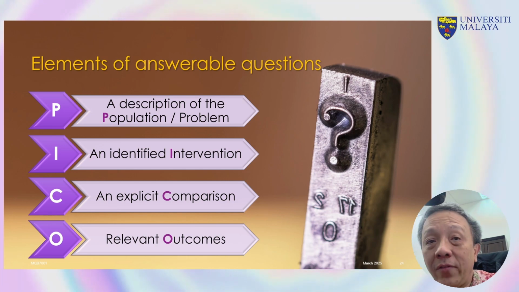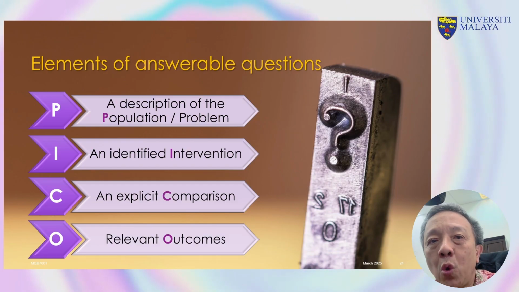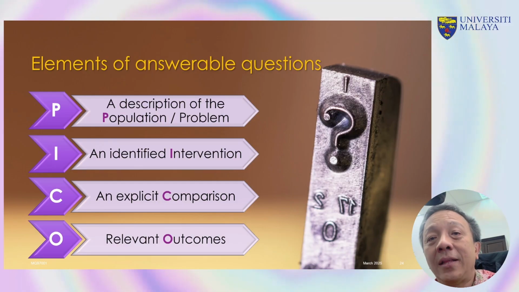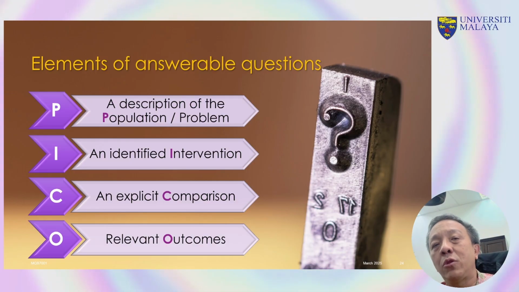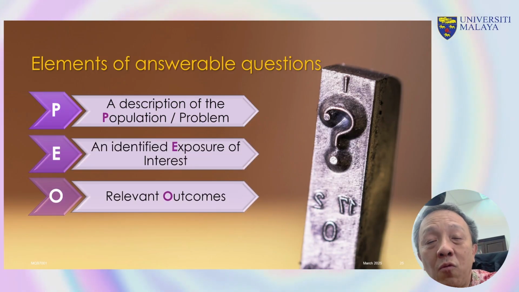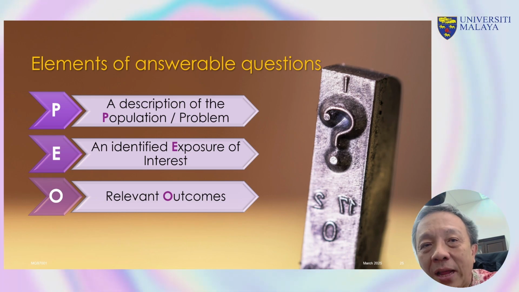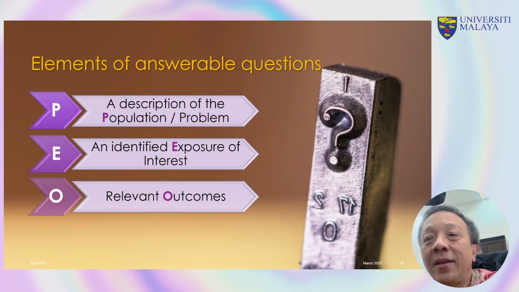You use PICO most of the time in intervention studies. Clinical intervention studies, public health intervention study is intervention study. But most of the time in public health, we don't do intervention study. We look at identifying risk factor, identifying associated factors, identifying predictors. Then we need to relook at PICO and what else can we use. We can then move on to something called PEO by replacing the intervention and the control with exposure. So you got to look at identifying exposure of interest instead of intervention or control.